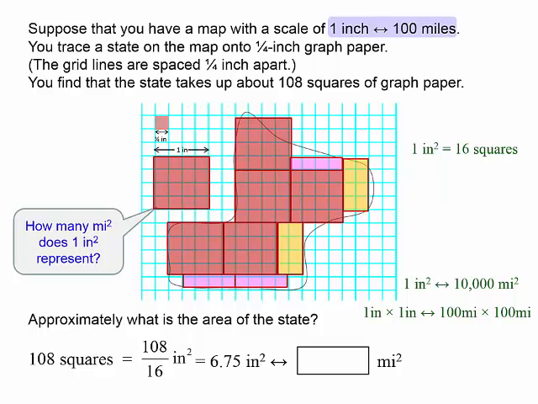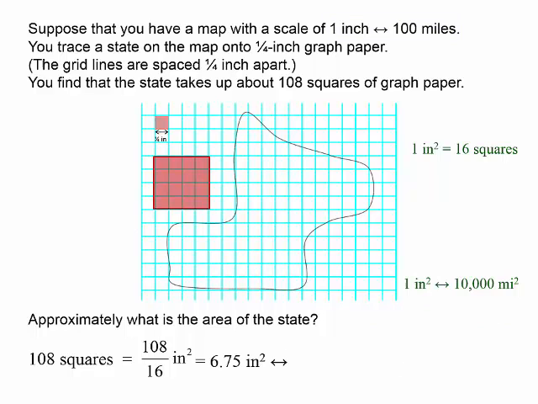So that means 6.75 inch square will represent 6.75 times 10,000, which equals 67,500 miles square.